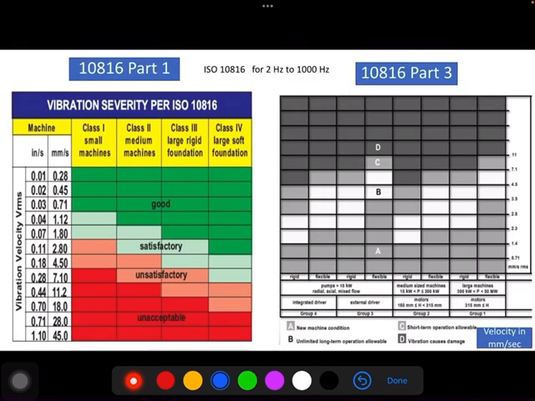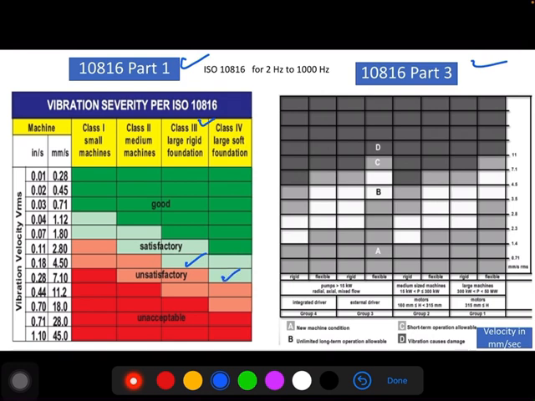For the comparative study, I have put both part 1 and part 3 in the same slide. Here the vibration levels are almost the same, not much difference in both part 1 and part 3. There is a slight difference. For example, if you have a machine above 300 kilowatt, it comes under class 3 as per ISO 10816 part 1, and 4.5 is the acceptable limit, that is satisfactory, if it is on a rigid foundation. If it is a soft foundation, again 7.1 is the acceptable limit.